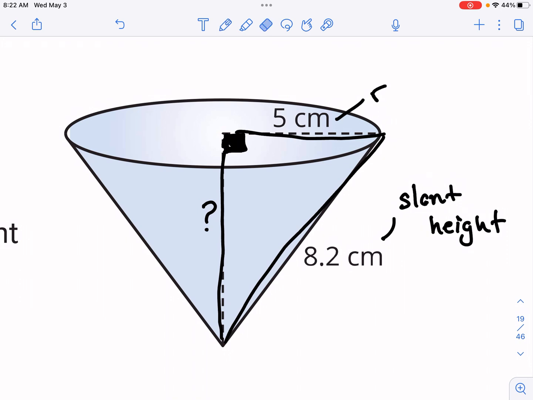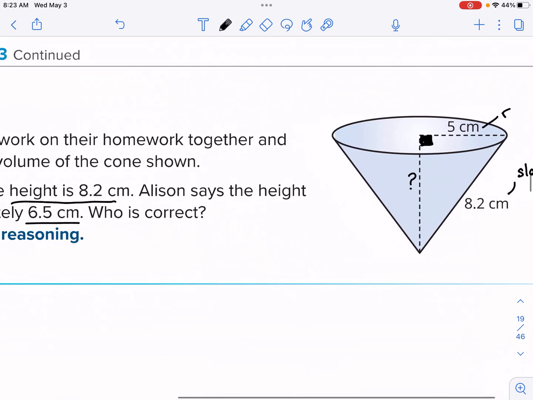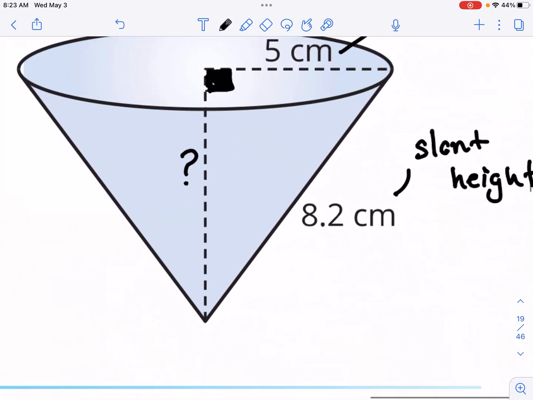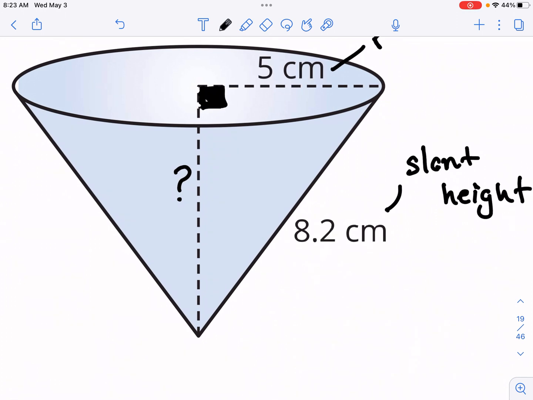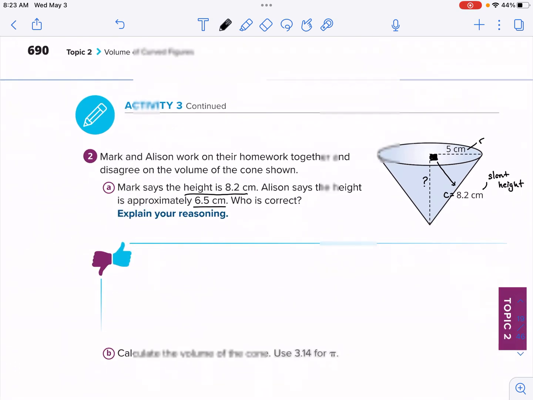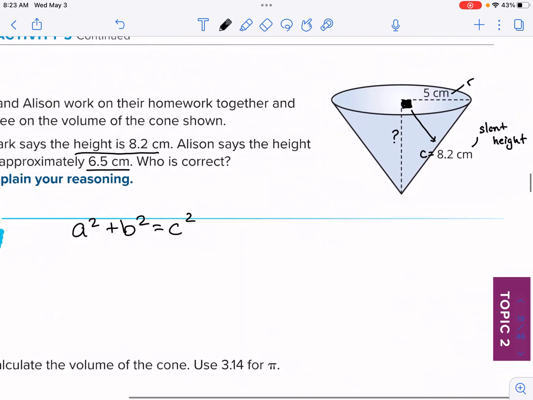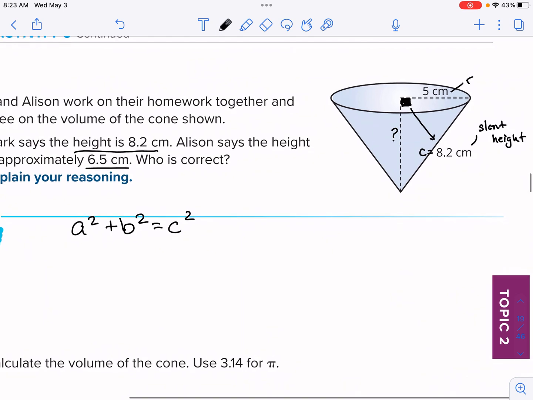If you remember from right triangles, we can use the Pythagorean theorem to find a missing side of the right triangle. So we're going to use that here. In a right triangle, we have a squared plus b squared equal to c squared. We have to figure out which one is c. C is the hypotenuse, the longest side, always opposite the right angle. So c is 8.2. So let's use the Pythagorean theorem formula. It doesn't matter which one 5 centimeters is. I'm going to make 5 centimeters b.